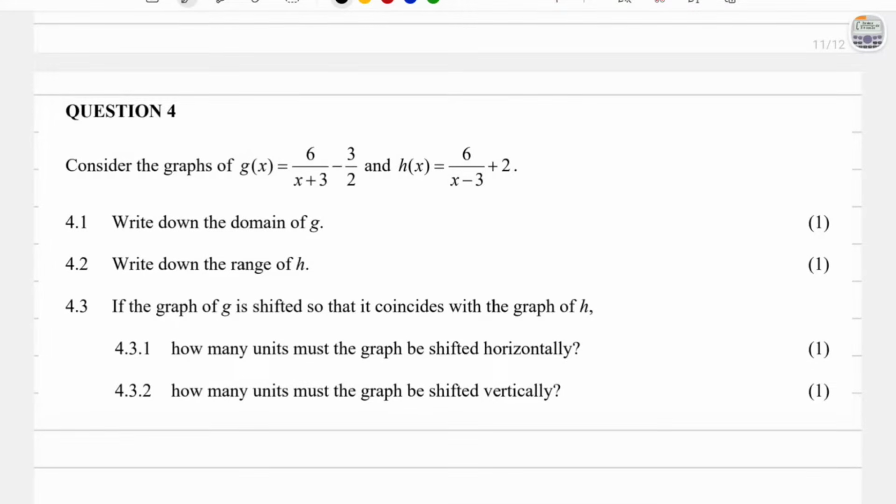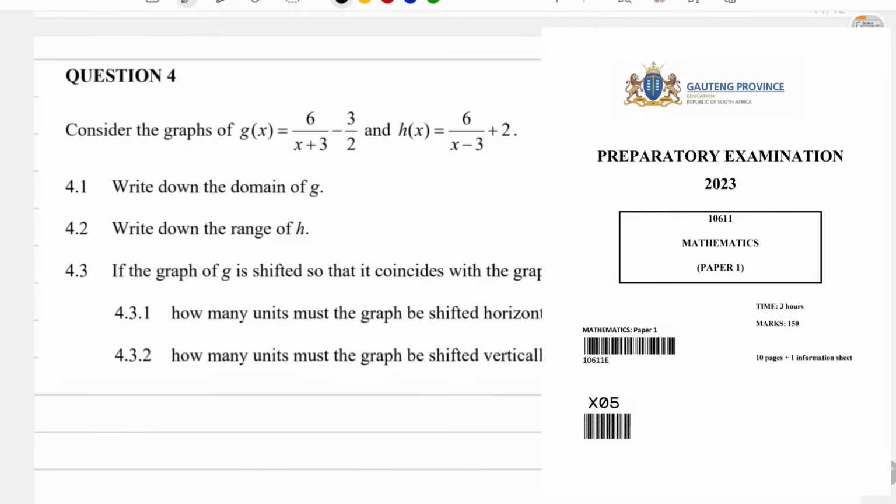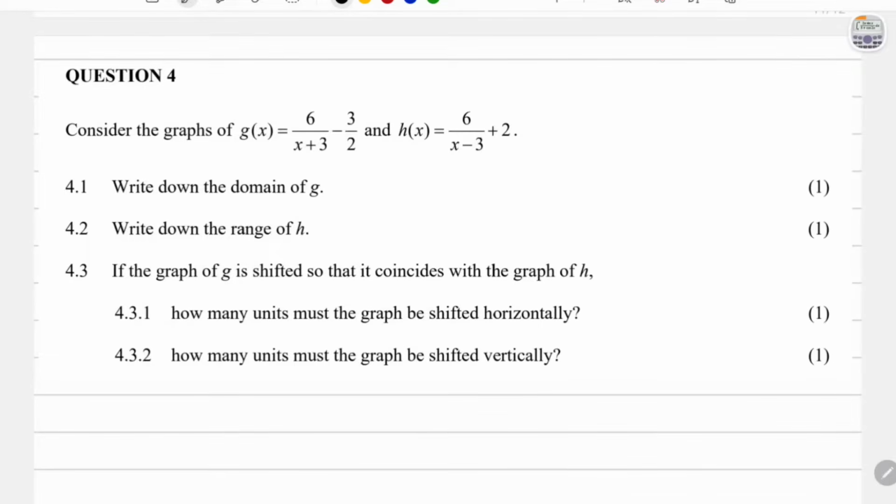In this video, we're going to be working on the functions part of the grade 12 maths paper 1 prelims, but specifically from the Gauteng province. Also, let me just mention that this is a 2023 paper.